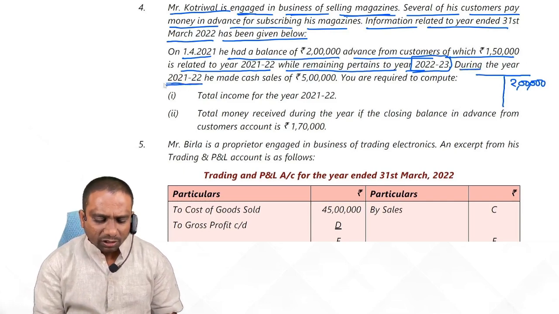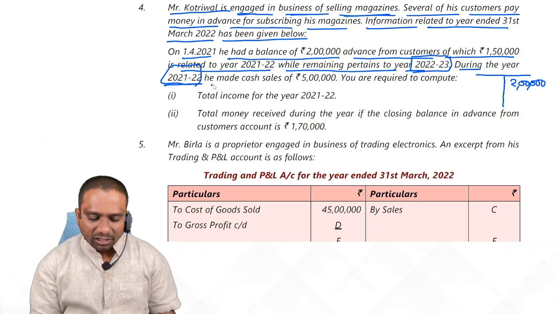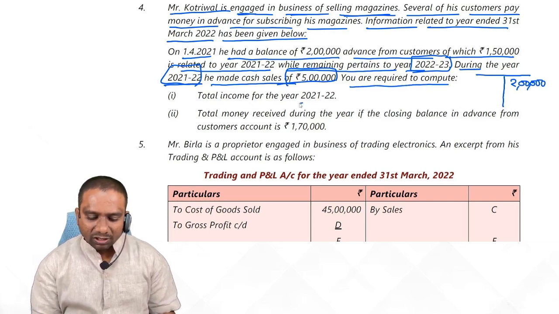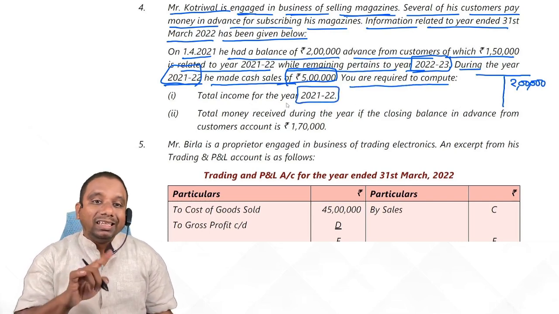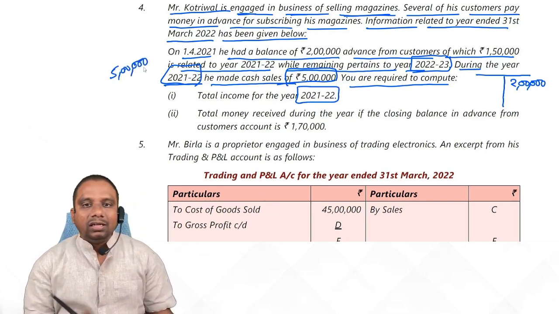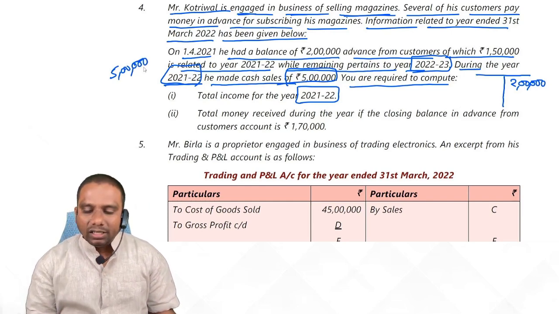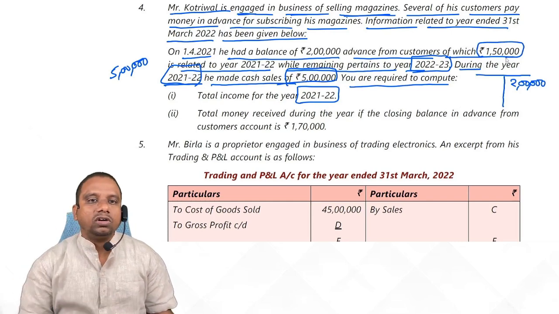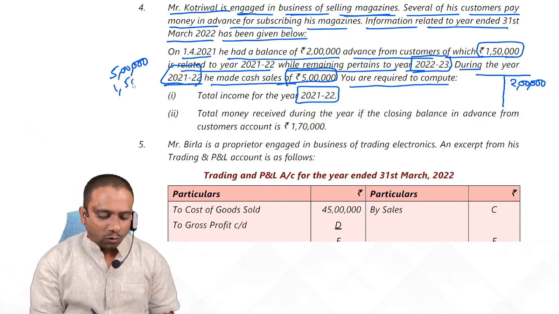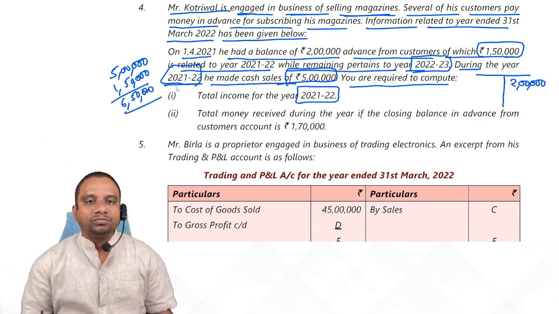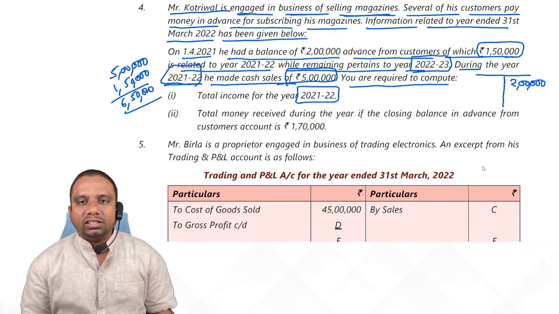During the year 21-22, here dates are very important. He made cash sales of 5 lakhs, total cash sales 5 lakhs. You are required to compute total income for the year 21-22. Total income means 5 lakhs he made cash sales, and relating to the current year already 1,50,000 rupees cash we received in the previous year. So total income for the current year is nothing but 6,50,000.